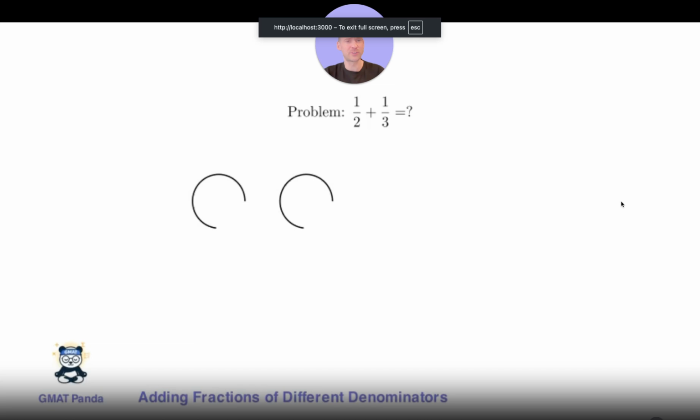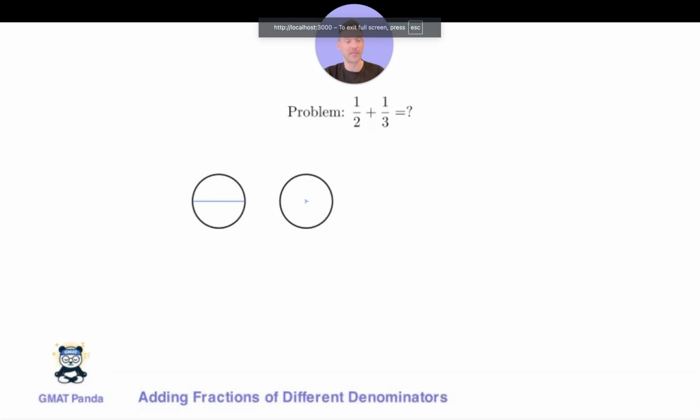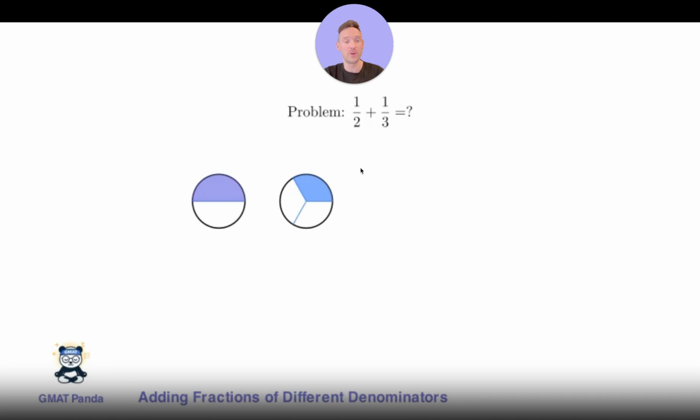So coming back to our example of cakes, let's say that this time we've got 2 cakes. In the first cake, we're cutting it in half, and in the second cake, we are cutting it into 3 parts and taking one of those pieces. Now what we're going to do is add those 2 bits of cake together, right?